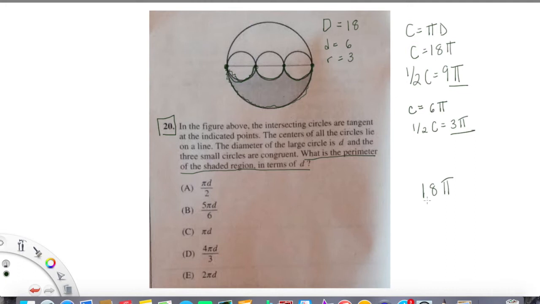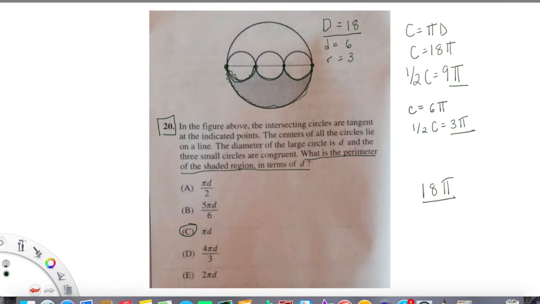Now our answer choices obviously haven't taken account for the numbers that we've picked. We picked 18. But look, this is actually pretty easy now. D is 18. We're looking for an answer that says 18 pi where D is 18. Well, that's just answer choice C. Pi times our D value of 18.